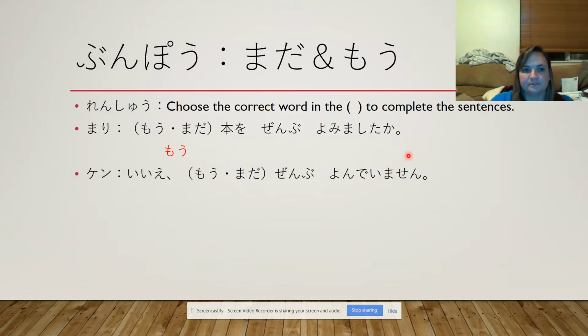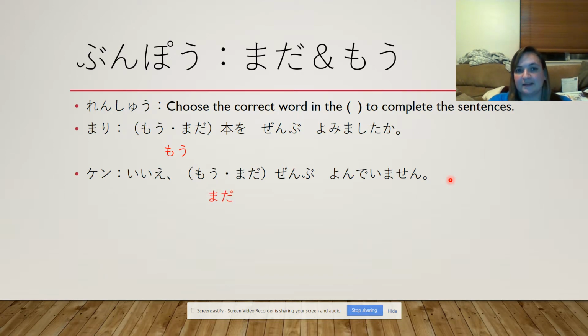Let's see our second part. So Ken is replying back to Mari-san's question. He says, Iie, zenbu yonde imasen. Zenbu yonde imasen, so zenbu is still in there again, and then yonde imasen. It's our negative, right? So he's going to say, mo zenbu yonde imasen, or mada zenbu yonde imasen. Take a minute, figure out what your answer would be, and then go ahead and unpause when you have your answer, when you have your choice.